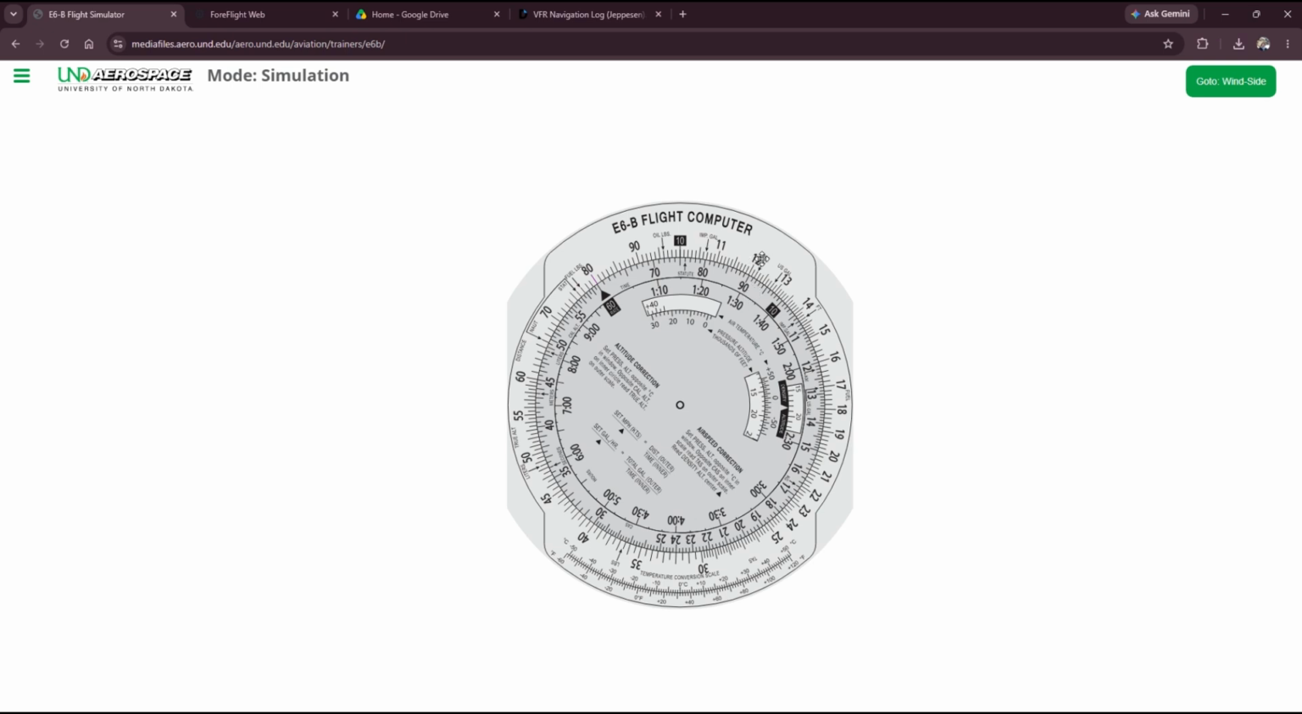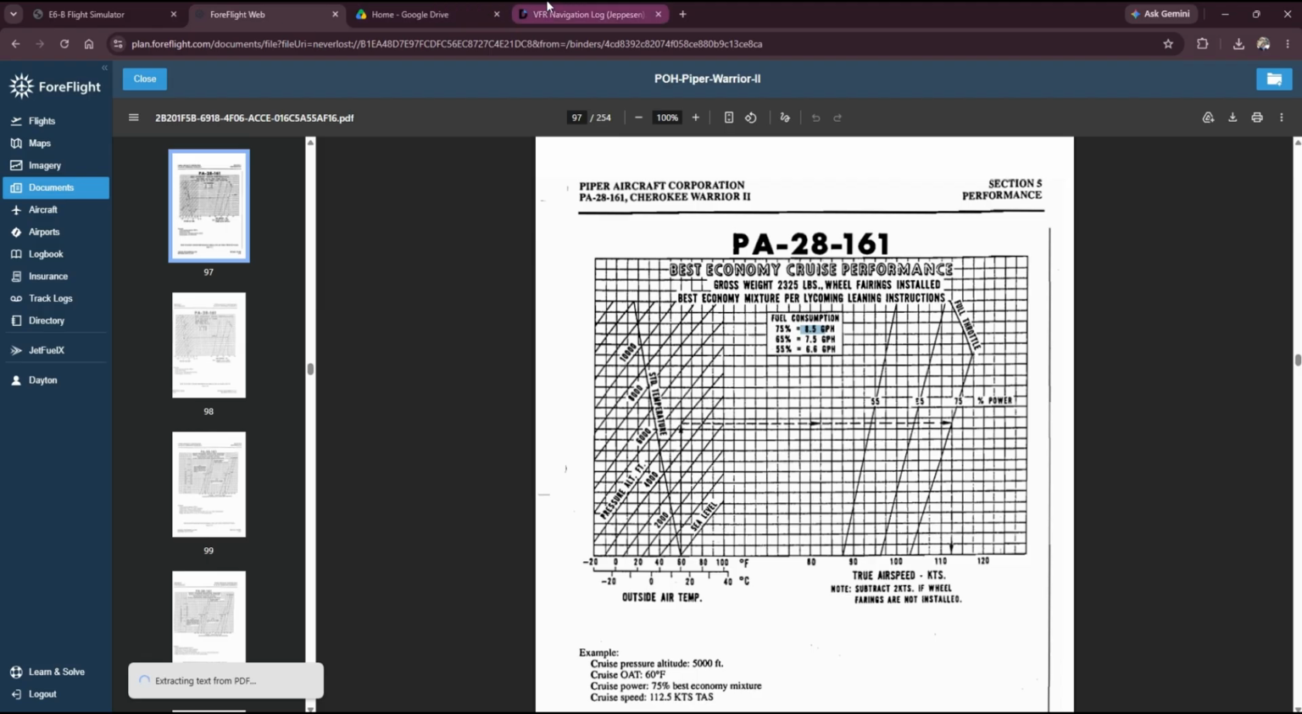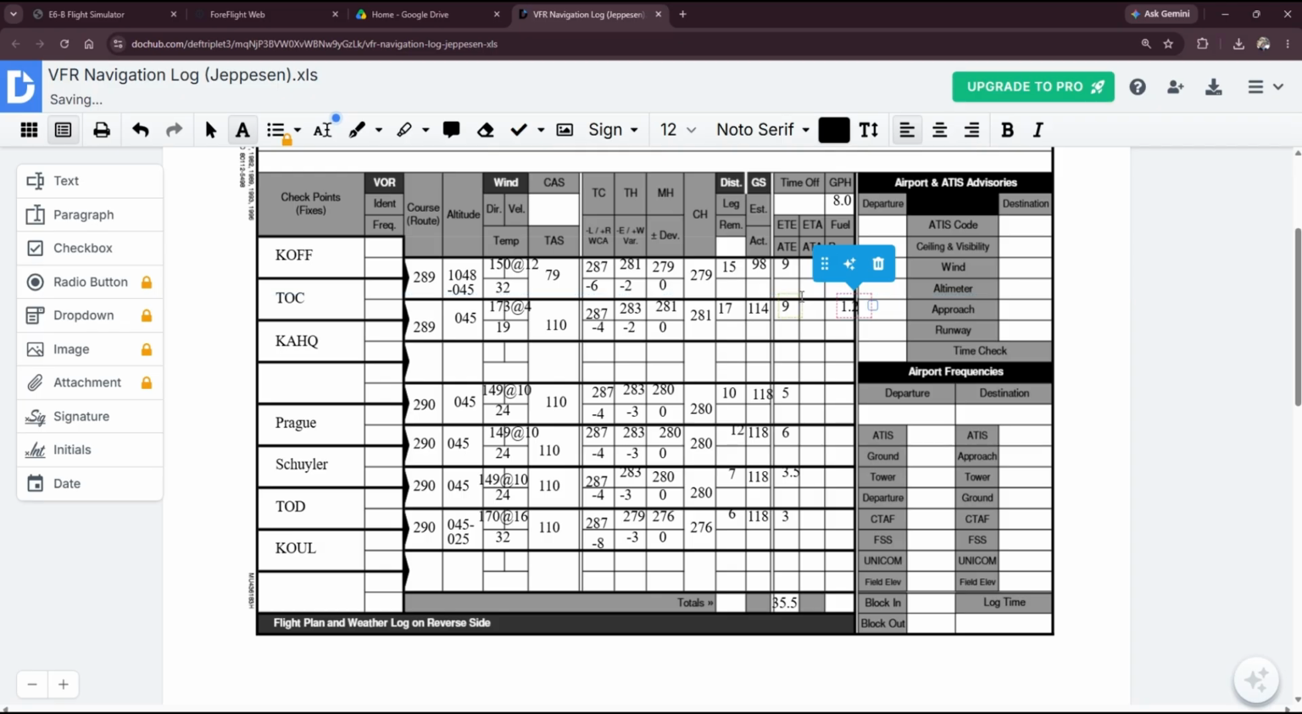Well, you need to think about this. Are we really burning 12 gallons in 9 minutes? No, that's just not possible at 8 gallons an hour. We're burning 1.2 gallons. So put a decimal in the middle. Come over here, 1.2.